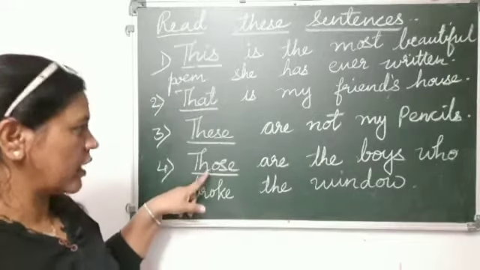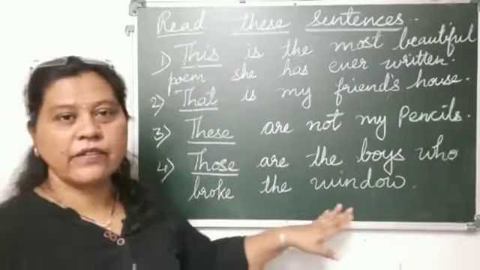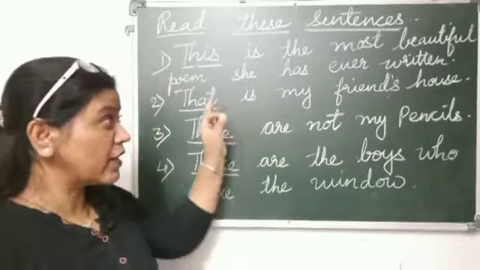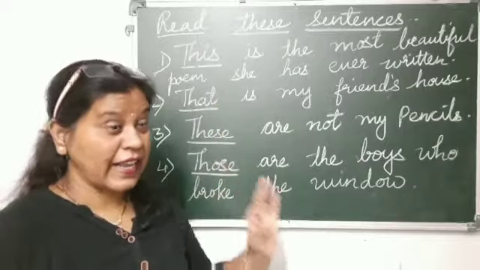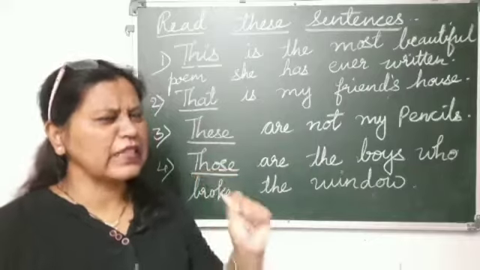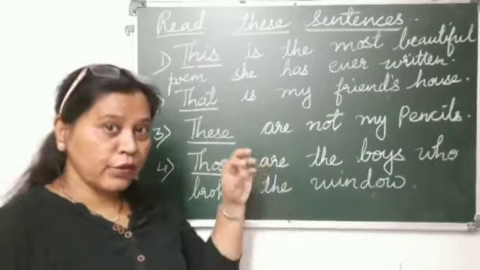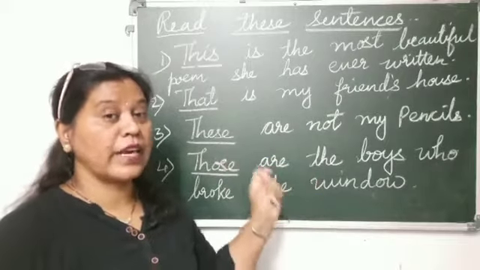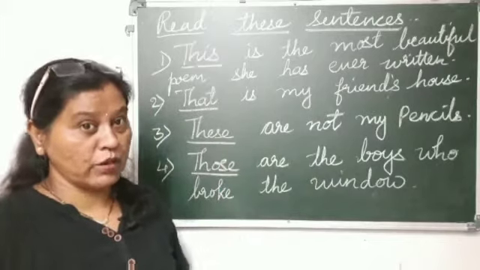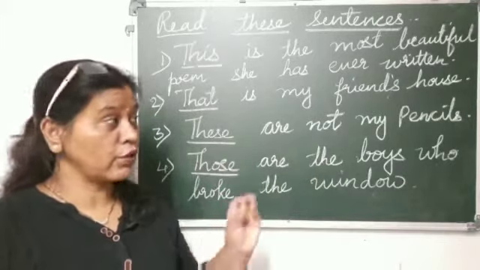Now the fourth one is those: those are the boys who broke the window. Okay, so see, those are the boys who broke the window. I hope, my dear friends, that with these sentences, your concept of demonstrative pronoun is crystal clear. Yes? Okay.